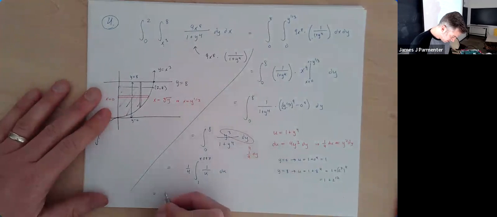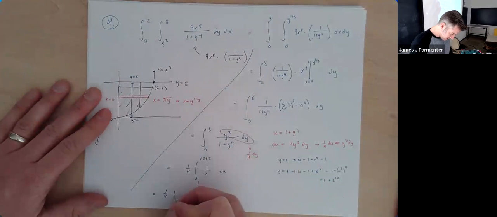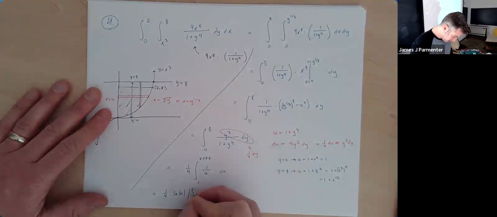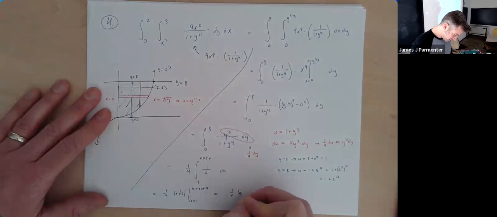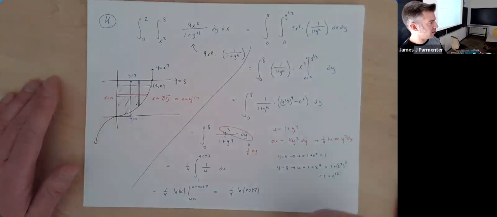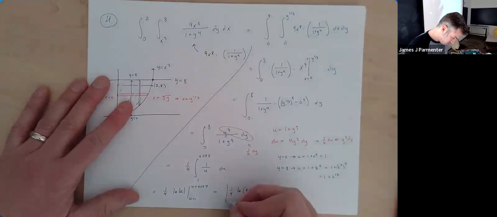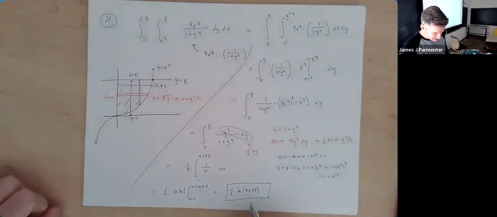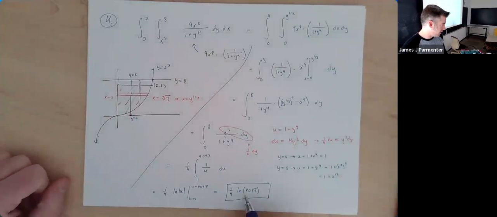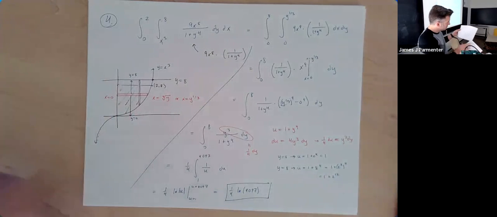So then we have 1/4 times the natural log of the absolute value of u from u equals 1 to u equals 4097. And then we're just going to get 1/4 times the natural log of 4097 minus 1/4 times the natural log of 1, which is 0. If you left this as 8 to the 4th plus 1, that would also be totally fine, which is definitely what Grant did in the solutions here, which is smart.